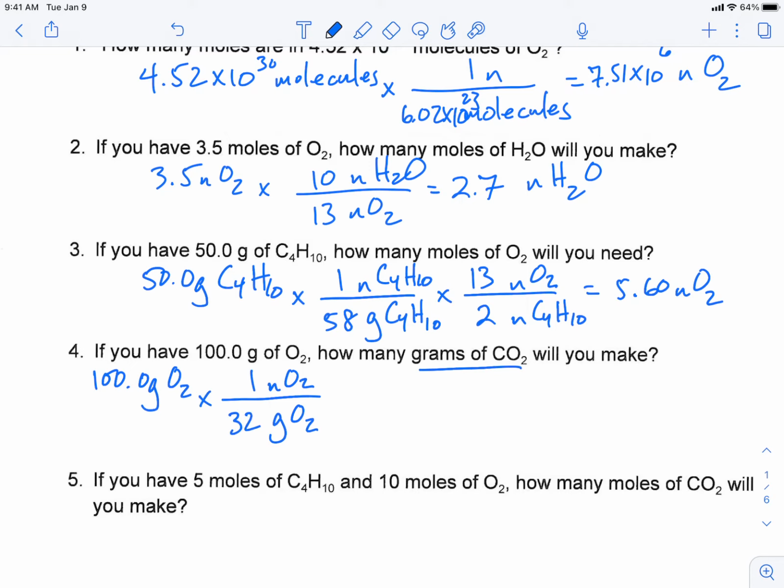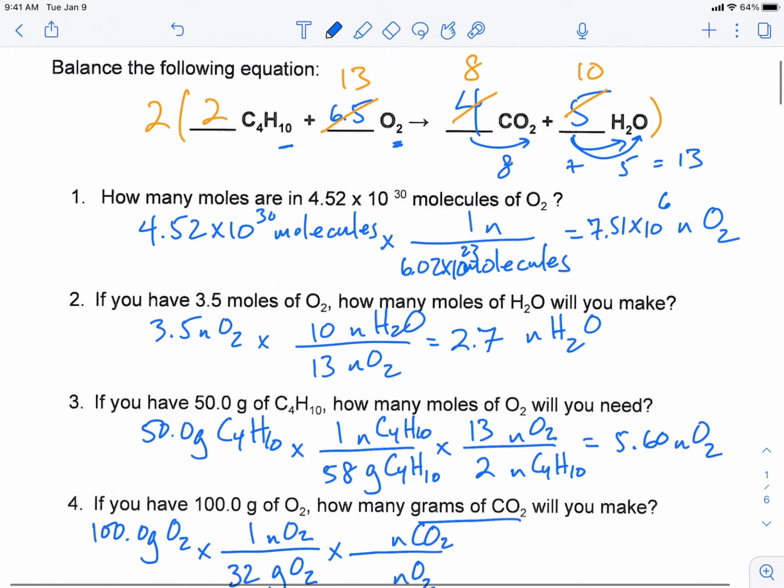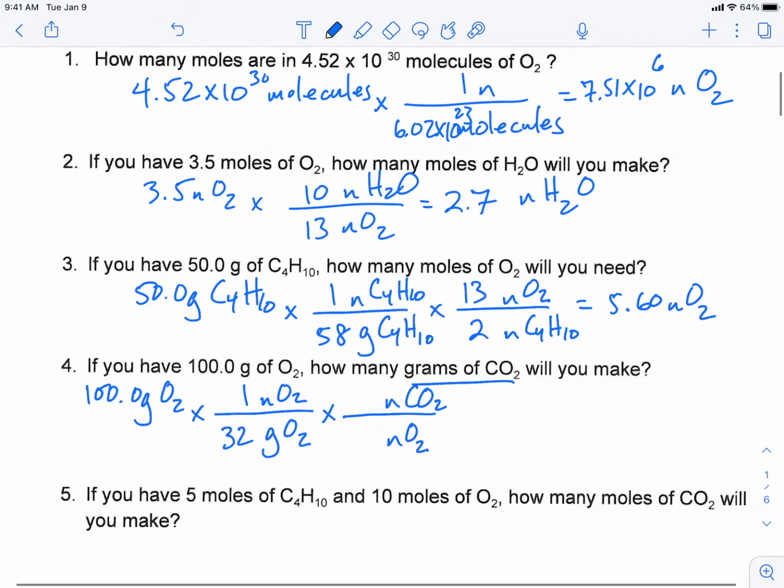Molar mass of O2 is 32. Moles of O2 need to go on the bottom to cancel, and we need to have moles of CO2 on the top. So once we've converted into moles of O2, then I can compare moles of O2 to moles of CO2. From our equation, the moles of CO2 are 8, and for O2, 13.